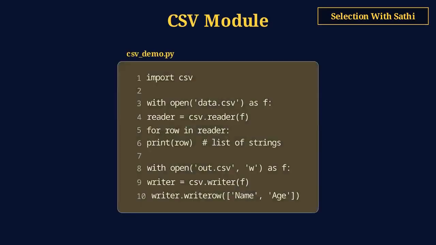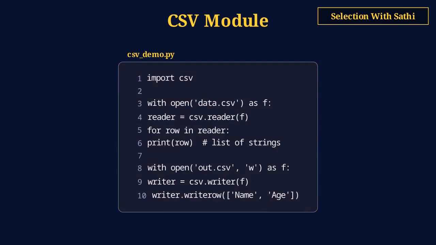The CSV module handles comma-separated value files. csv.reader returns each row as a list. csv.DictReader is even better, it uses the header row as dictionary keys. csv.writer writes data to CSV. You can change the delimiter for tab-separated or pipe-separated files.